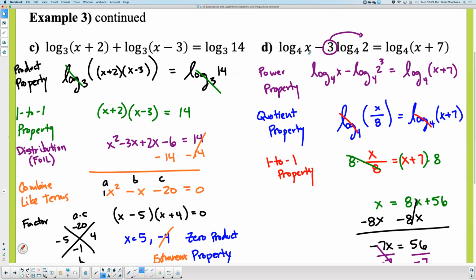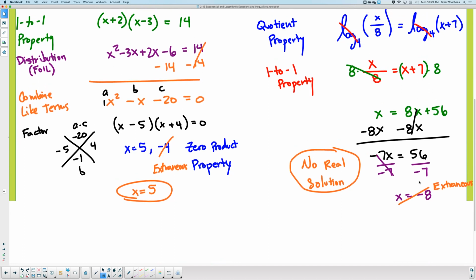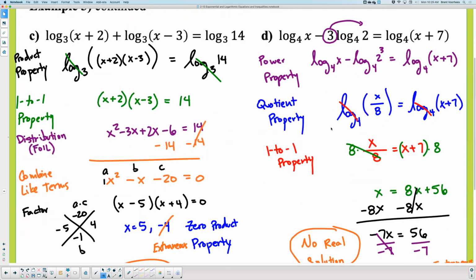When you plug in a -8, would this logarithm still be positive? No, this is an extraneous answer. So if that is an extraneous answer, let me go ahead and mark that. How many good solutions do we have? Zero. None. This is no real solution. All we had was an extraneous value. That's not a true solution. That would be outside the domain. If you graphed it, the graph would not extend to the -8. It actually would not even go to the left of the y-axis.